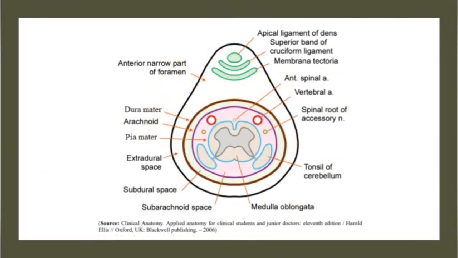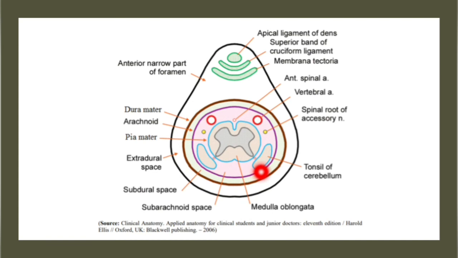The next part, I told you, I will show you about the foramen magnum. So these are the contents of the foramen magnum. From the anterior part, there is the apical ligament of the dens, the superior band of the cruciform ligament, and the tectorial membrane, membrana tectoria. Here in the middle, that's the spinal cord.